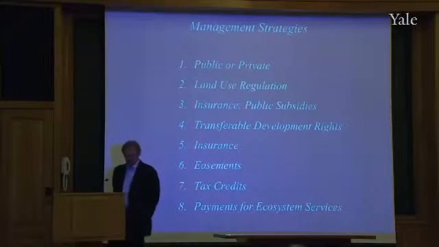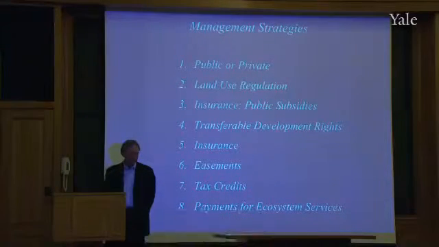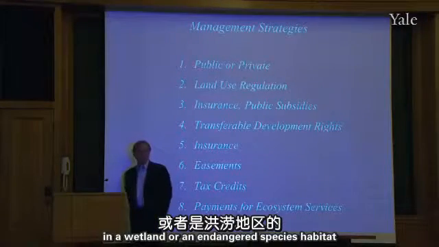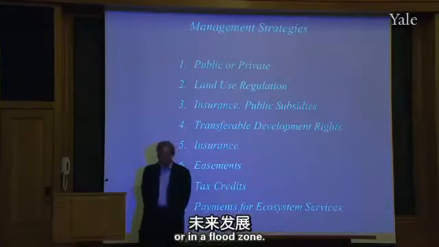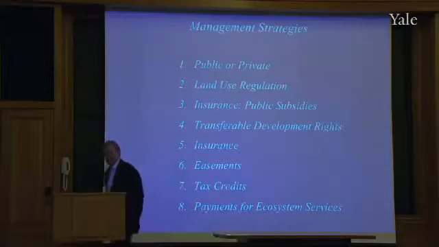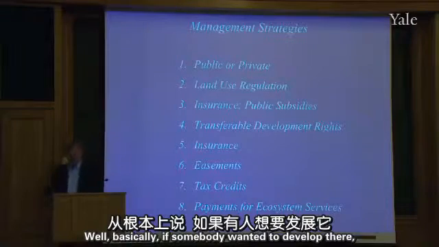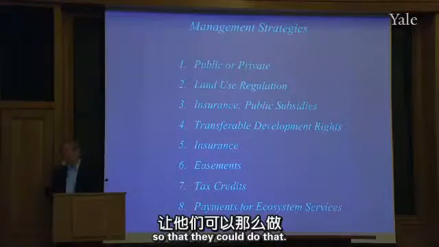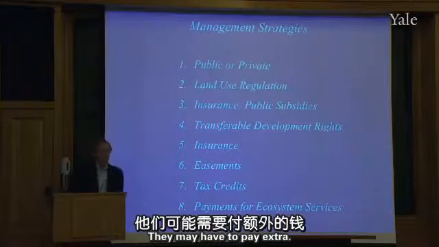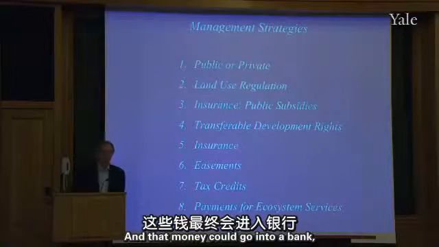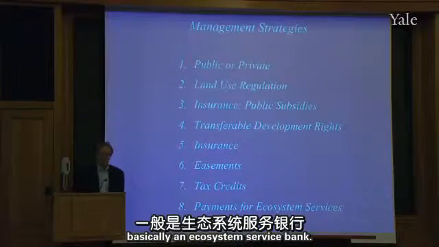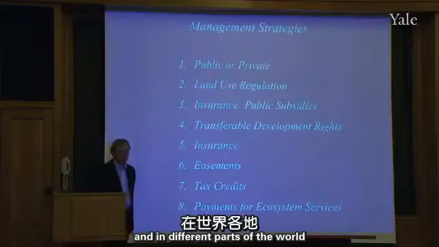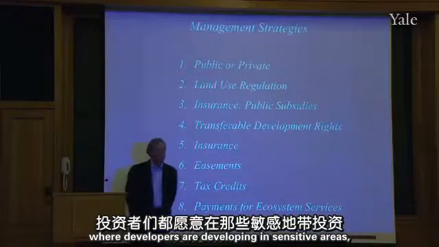United States. So now imagine that you decided that you wanted to curtail any future development in a wetland or in an endangered species habitat or in a flood zone. Well, basically, if somebody wanted to develop there, you might give them a credit so that they could do that. They may have to pay extra, and that money could go into a bank, basically an ecosystem service bank. And there are now banks that have been created in the United States and in different parts of the world where developers are developing in sensitive areas.